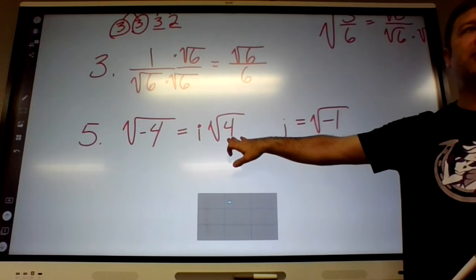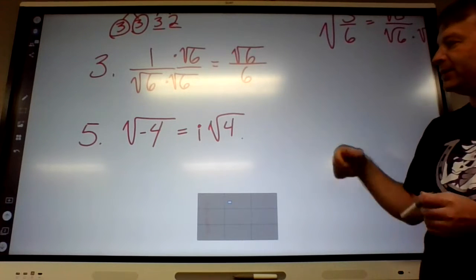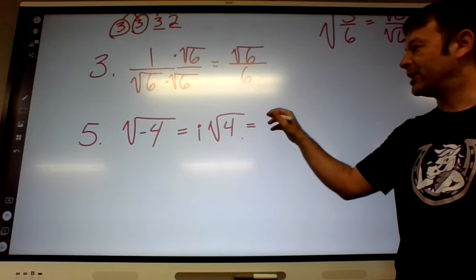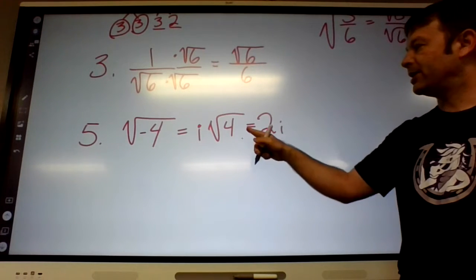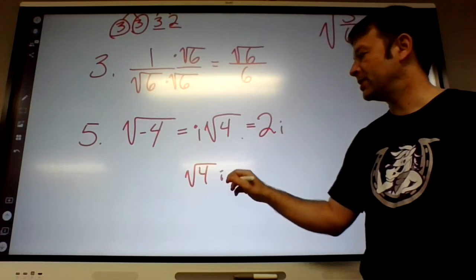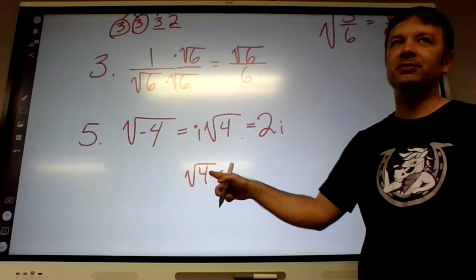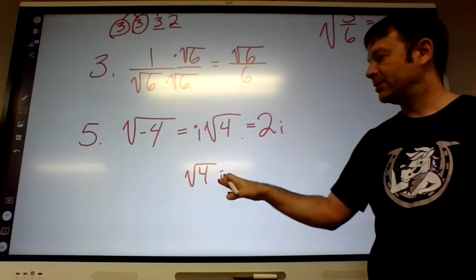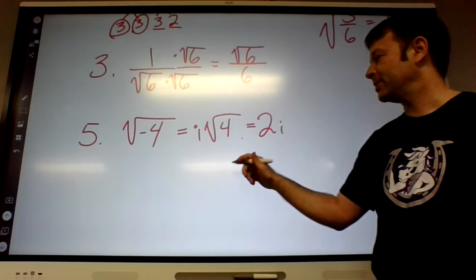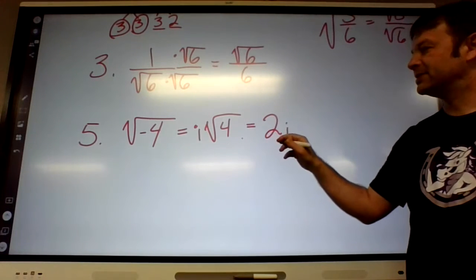But can we simplify square root of 4 still? Yes. What's square root of 4? 2. You kind of treat the I like a variable, so I wouldn't put I2, I would put 2I. Now, does anybody want to guess why I didn't write square root of 4 and then the I? Right, it looks like the I might be under the square root, so it's a little bit confusing. Your calculator might put it on that side, but really it should be written like this. Does that make sense?